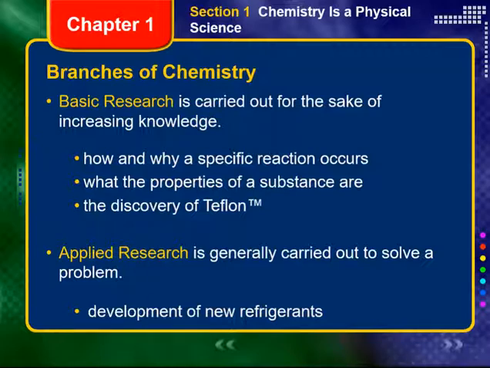Applied research is generally carried out to solve a problem. For example, when refrigerants escape into the upper atmosphere, they damage the ozone layer, which helps block harmful ultraviolet radiation from reaching the surface of Earth. In response to concerns that this atmospheric damage could pose potential health problems, chemists developed new refrigerants. In applied research, the researchers are driven not by simple curiosity or a desire to know, but by a desire to solve a specific problem.